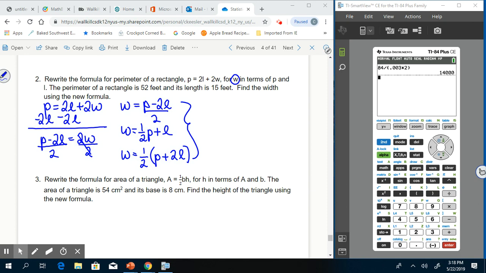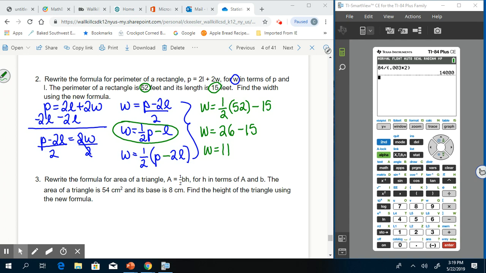So now we plug in the givens and answer the problem. We know that the perimeter is 52 and the length is 15. And I did this again. This should be minus. This should also be minus. I'm glad I caught that. All right, so now we plug in the 52 and the 15. I'm going to use this middle equation here. I think that one is the easiest. So we have W equals half of 52 minus 15. So W equals half of 52 is 26, minus 15. So W equals 26 minus 15, which is 11. So we should have a width of 11 feet.